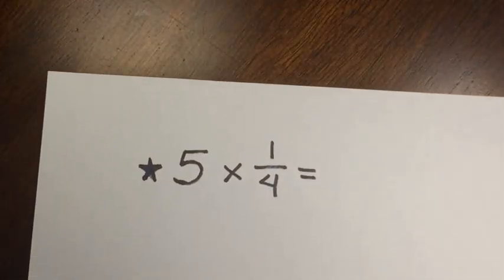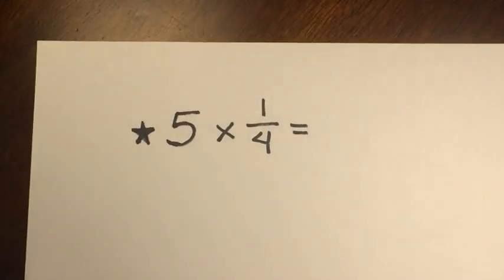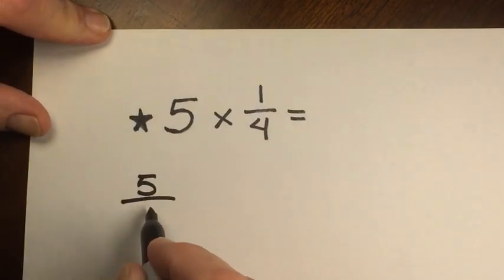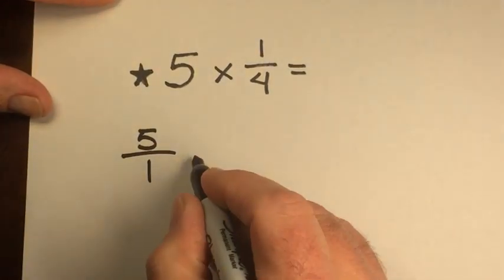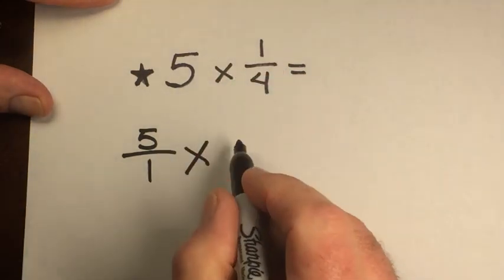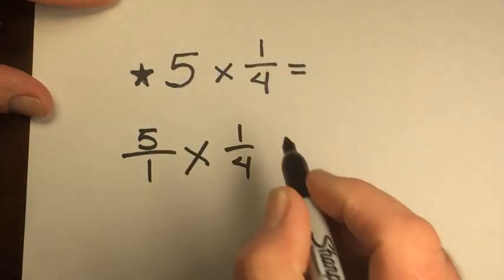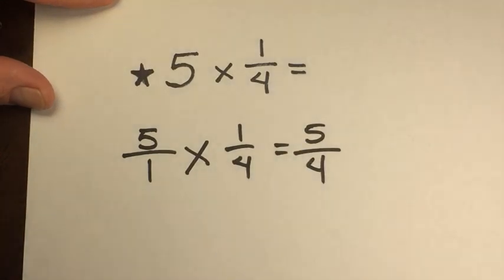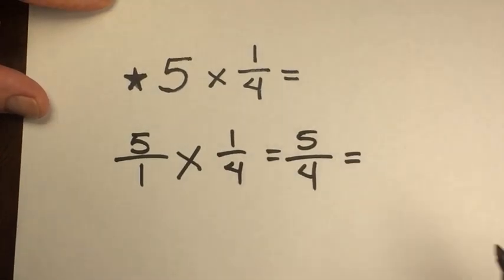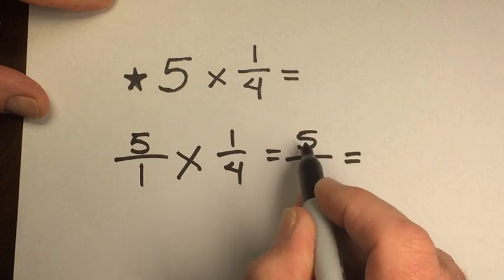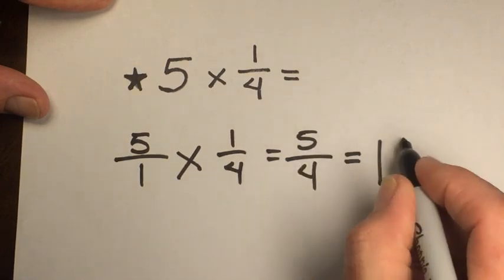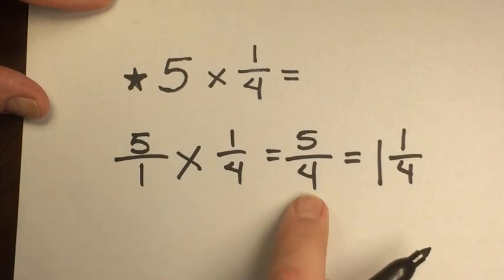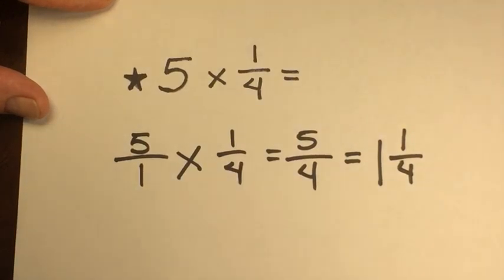Our original problem, 5 times 1/4. I would make this into 5/1. I'd still multiply the 1/4. I would get 5/4 is my answer. Then I would simplify that. This is really 4/4 plus 1/4. I get 1 and 1/4 is my final answer. So 5/4 and 1 and 1/4 are the same amount.